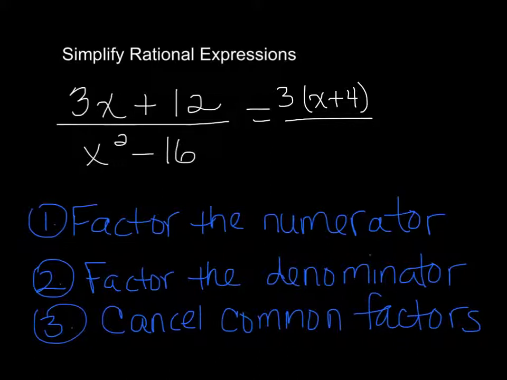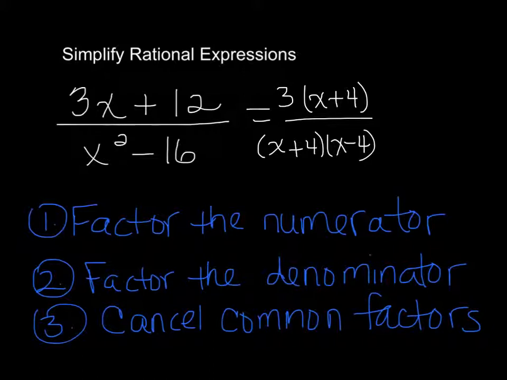Step 2 says factor the denominator. Well, in step 2, we don't have a GCF, but we do have a difference of 2 squares. So that factors to be x plus 4 times x minus 4. And then step 3 says to cancel out common factors from numerator to denominator.